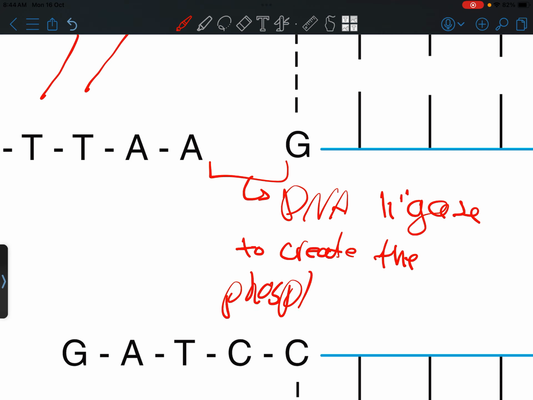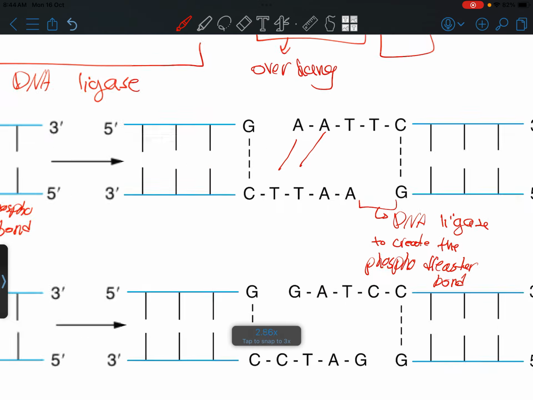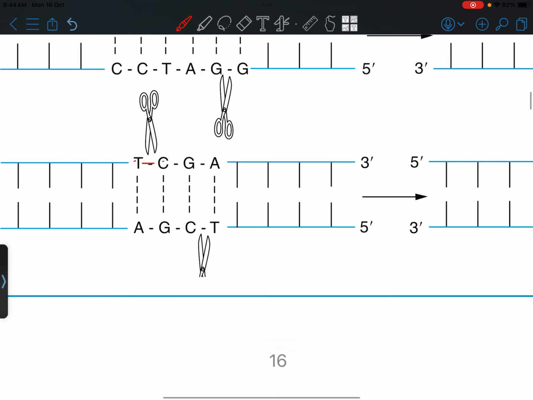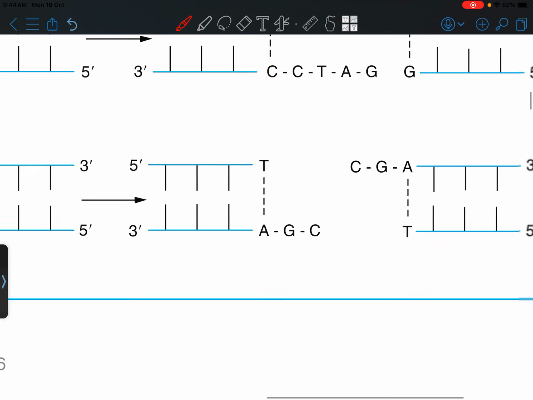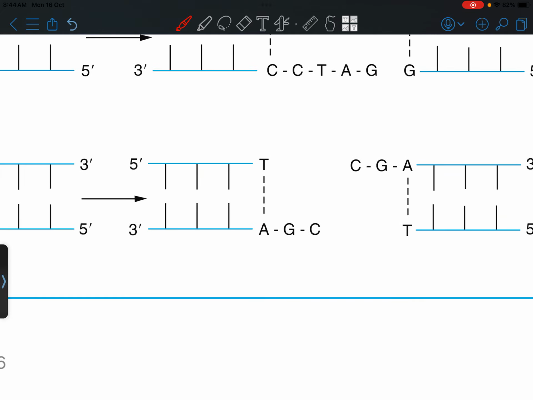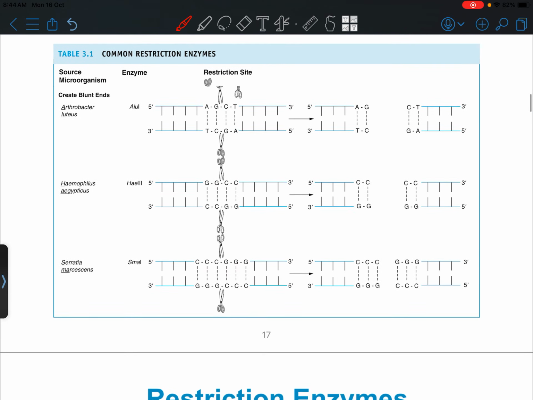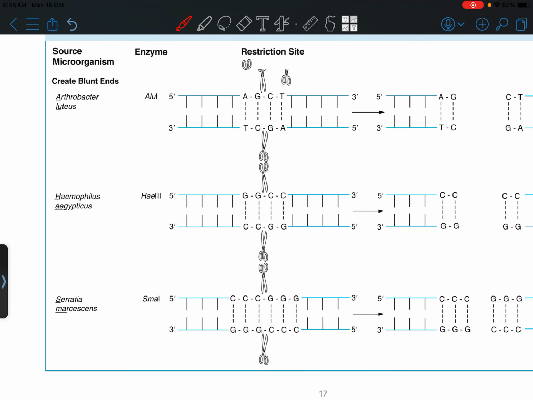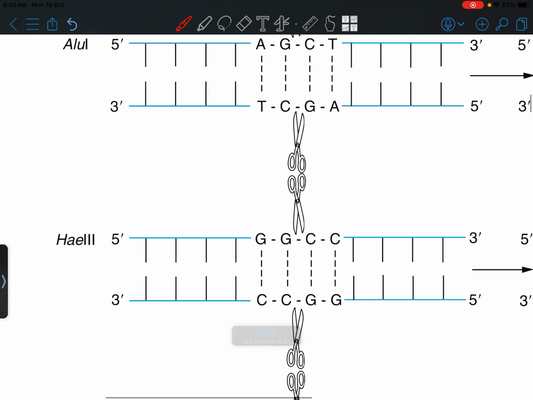Here we have another example. We have another one, HAE3 and SMAL1. Okay? These are the organisms from which these enzymes were discovered. And this is a 4-cutter, 6-cutter. But notice, these enzymes cut at the same location within the restriction site at the two strands, generating what?